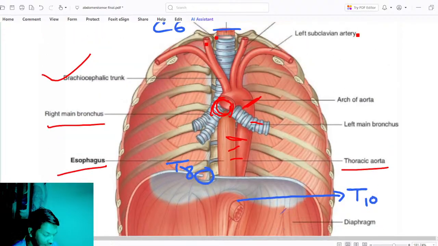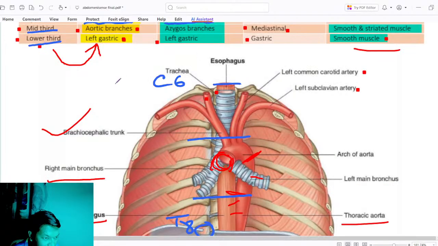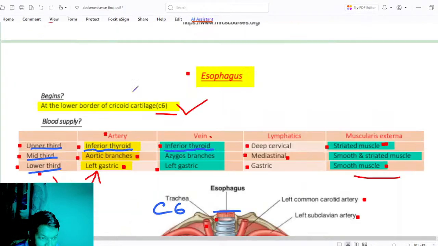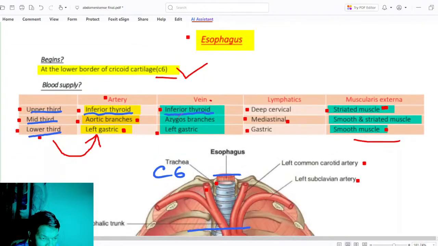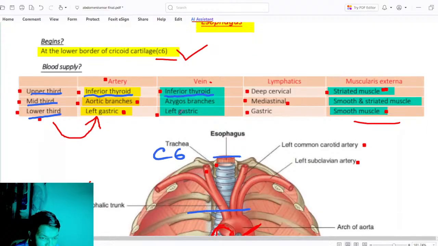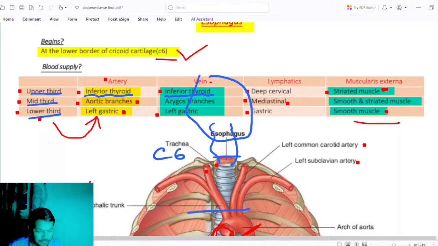So it is divided into upper 1/3, middle 1/3, and lower 1/3. The upper 1/3 is getting supply from here will be the thyroid, right? So it is getting supply from the inferior thyroid artery, with venous drainage to the inferior thyroid vein.